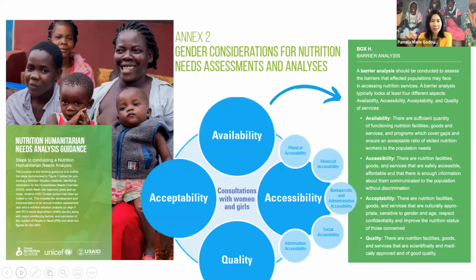So remember the availability, accessibility, acceptability, and quality framework, or the triple AQ framework for short. This was discussed by Christine last week. In the Nutrition Humanitarian Needs Analysis Guidance, there's an annex with information about gender considerations for nutrition needs assessments and analyses. This is a great example of how a tool is integrated and institutionalized in the work of the cluster so that it creates a greater uptake for utilization and usability for the cluster sector members. As Christine highlighted last week, we use the AAQ or triple AQ framework as a tool to identify barriers that women and girls may face in accessing humanitarian aid and services, which, if not addressed, may increase the risk of multiple forms of gender-based violence.